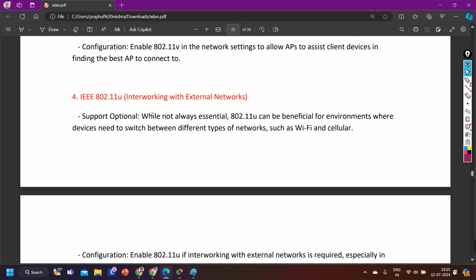Support is optional. While not always essential, 11U can be beneficial for environments where devices need to switch between different types of network, such as Wi-Fi or cellular.